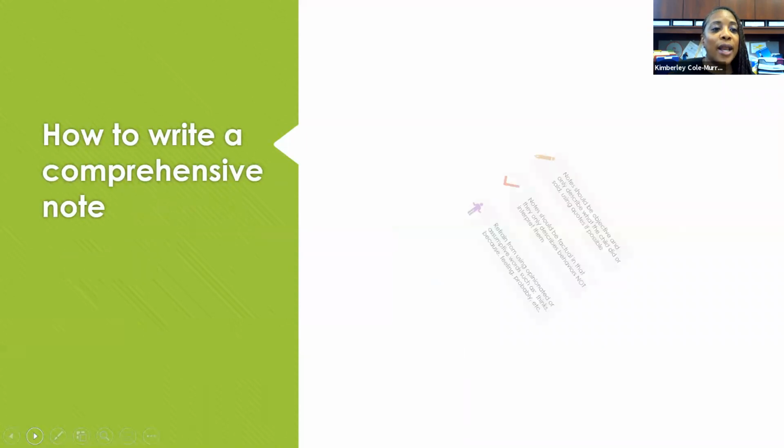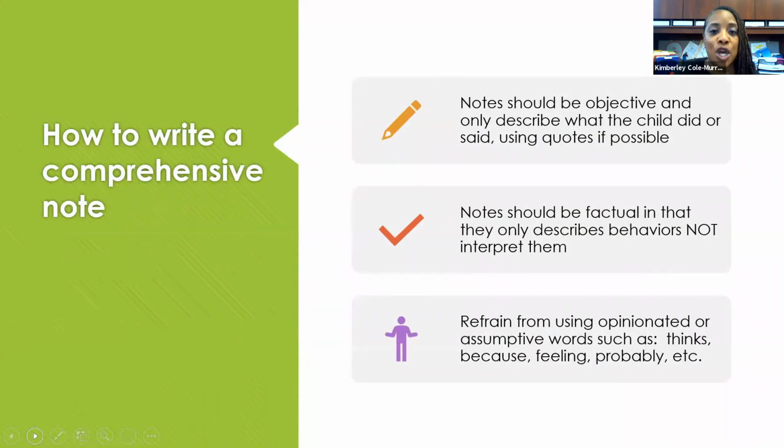So how do you write a comprehensive note? Notes should be objective and only describe what the child did or said. And you can use quotes if possible. Notes should be factual in that they only describe behaviors and not interpret them. So what do I mean by that?